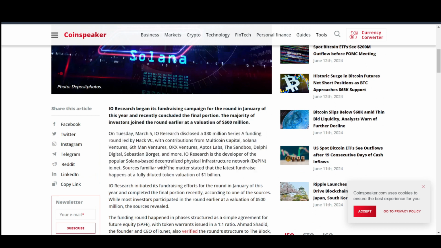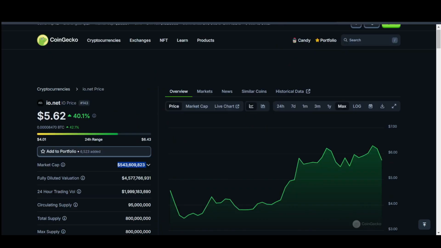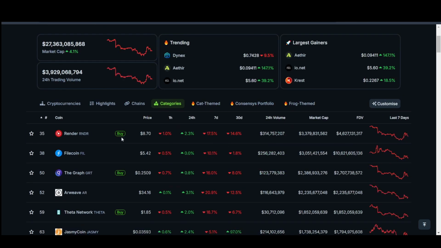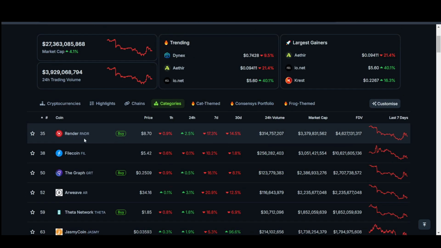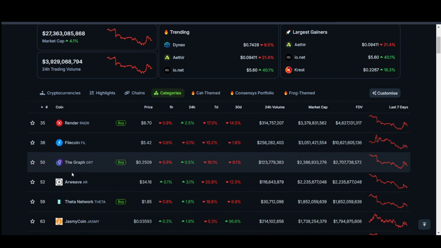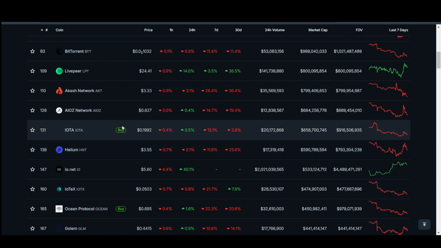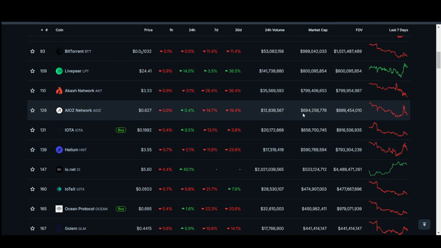Basically they are a decentralized physical infrastructure network, or DePIN, project. I think that is a big category if you're looking for a new coin that could actually pump. If we just go here, we do have Render, as well as Filecoin, The Graph, and AR, which is a big one as well. Of course, this coin has yet to hit these market caps.